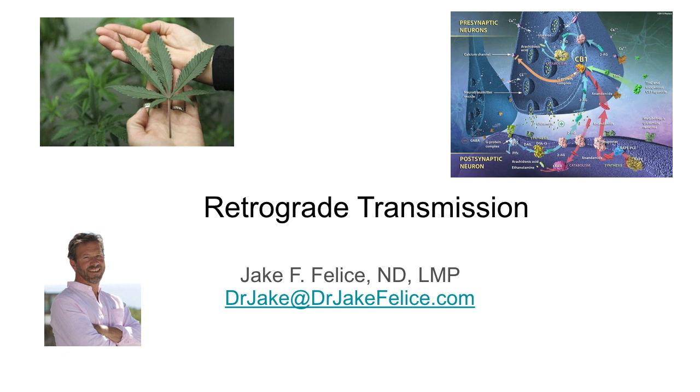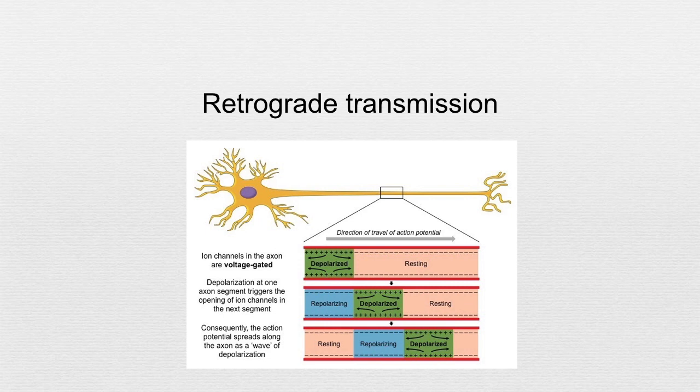This is Dr. Jakefelice, and I want to talk today about retrograde transmission and what that is and how that makes cannabis effective for seizures. Normally in the nervous system, nerve cells talk to each other only in one direction. It would kind of be like having a cell phone that you could only speak into and that you couldn't hear the other party on the other line. You could give information to them, but they couldn't get it back to you. That's typically how the nervous system works, it goes in one direction. So the communication process is unidirectional.